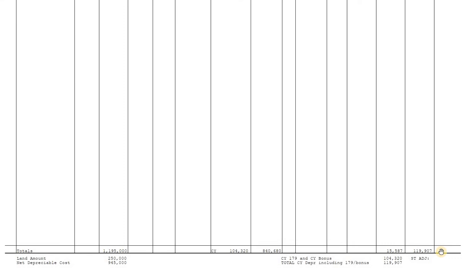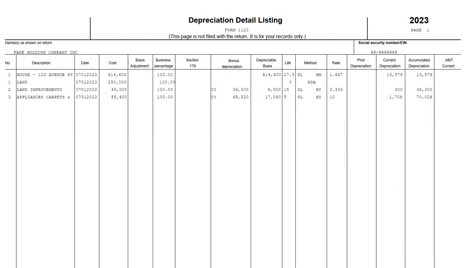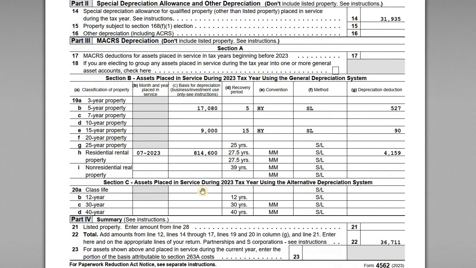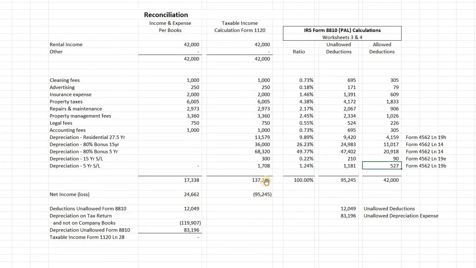Now, if you didn't have these passive activity loss limits, you would just claim the whole thing. If you had enough income, obviously, you would claim the whole thing. But because we have the PAL limitations in place, we cannot claim all of that. We have to reduce those line items by the amount that's unallowed. And that's what's being done on this worksheet.